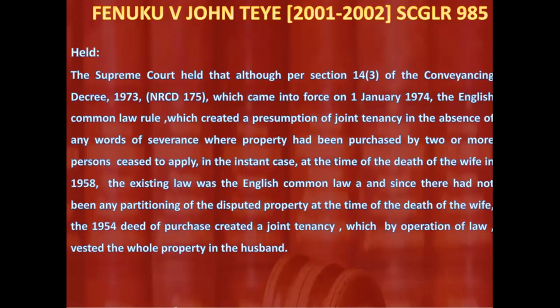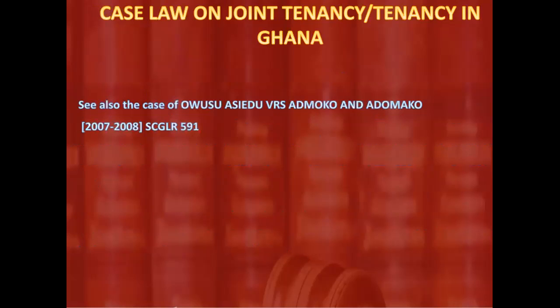So this brings us to the end of our discussion on co-ownership. We have discussed co-ownership, we discussed joint tenancy. We looked at the characteristic of joint tenancy, that is the right of survivorship, jus accrescendi. We have looked at the four unities: unity of time, unity of title, unity of interest, and unity of possession. We have seen how you can terminate a joint tenancy in the case of Williams v Hensman. And we have seen also that in Ghana, because of Section 40, subsection 3 of the Lands Act, there's a presumption in favor of tenancy in common.